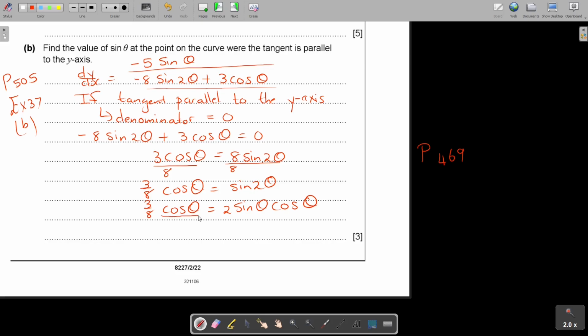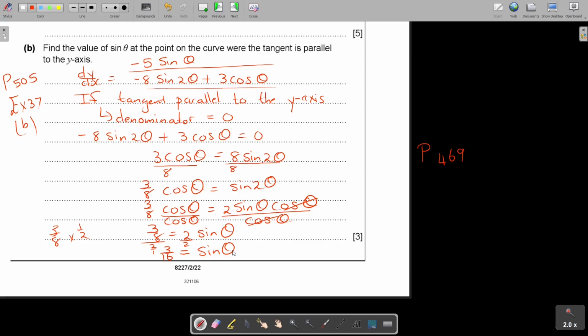Okay, now if I divide this side by cos theta, and I divide this side also by cos theta, whatever I do on one side, I do on the other side. Then I have 3 over 8 is equal to 2 sin theta. Oh, now I still have a 2. So I divide by 2 on both sides. If you have 3 over 8, remember it's 2 over 1, and you multiply with a 2, then you get 3 over 16. I can swap the sides, and that's sin theta.